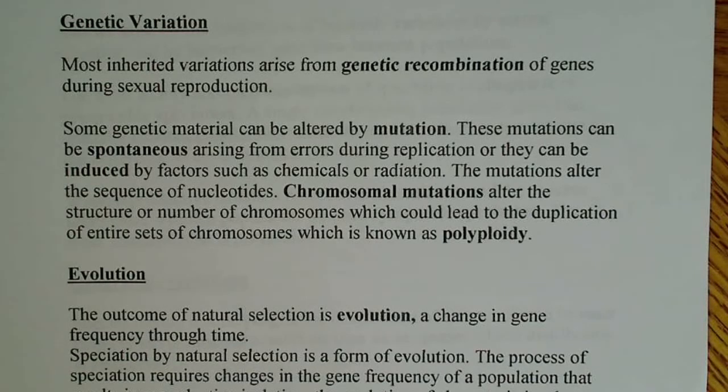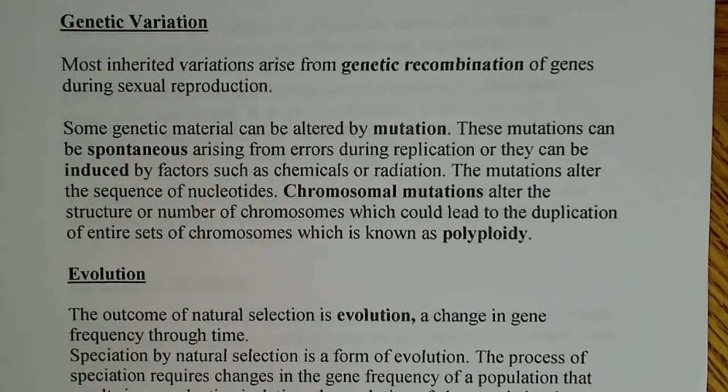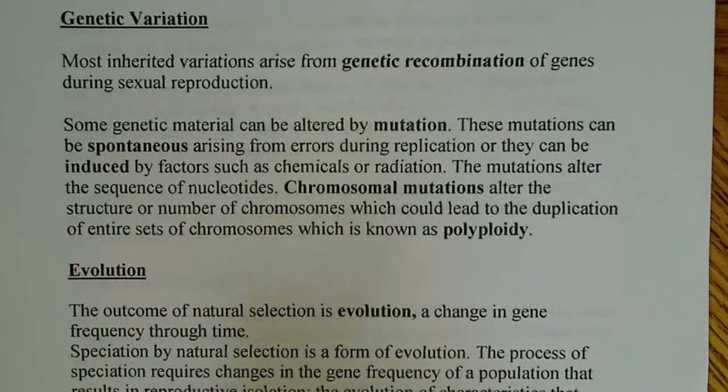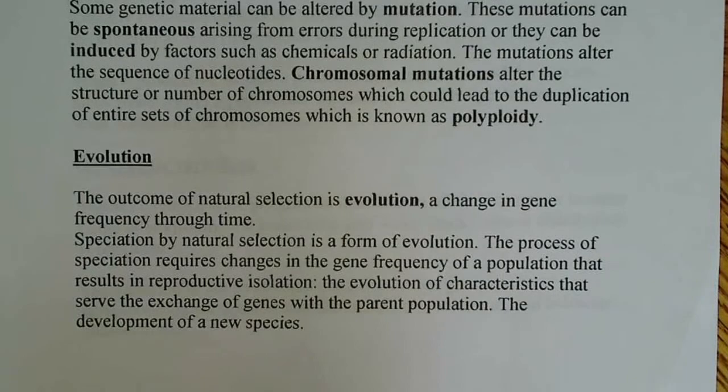And chromosome mutations alter the structure and number of chromosomes, which could lead to the duplication of entire sets of chromosomes, which are known as polyploidy. So that's when you have an extra set of chromosomes. That's more common in plants. I believe a lot of our crops, like corn and wheat, are polyploidy. It's not as common among humans, obviously, and it has quite detrimental effects if it were to be. So let's talk a little bit about evolution now.